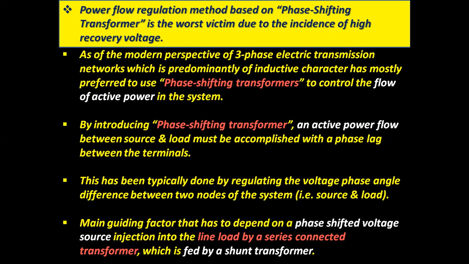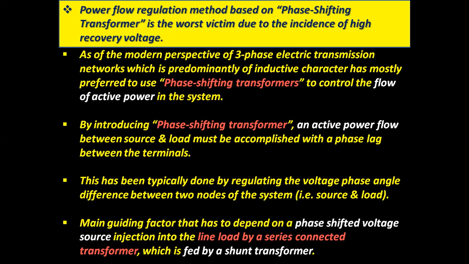By introducing a phase shifting transformer, an active power flow between source and load must be accomplished with a phase lag between the terminals. This has typically been done by regulating the voltage phase angle difference between two nodes of the system, that is, source side and load side.